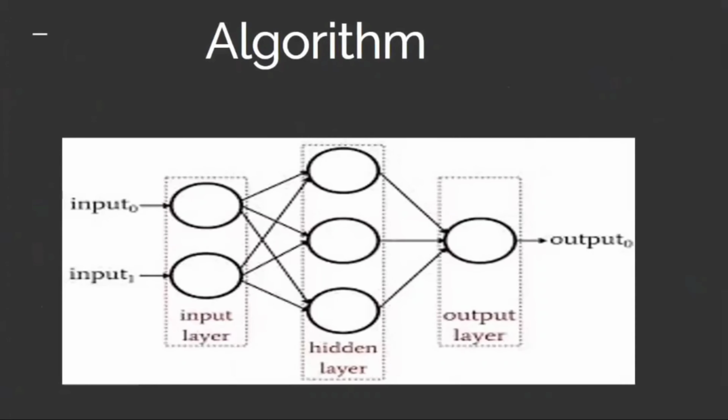Here is the visualization of the algorithm on which backpropagation works. You can see an input layer, a hidden layer, and an output layer. The inputs are given to the input layer. The input layer then passes the values to the hidden layer. The hidden layer, after applying an activation function, passes the values to the output layer.